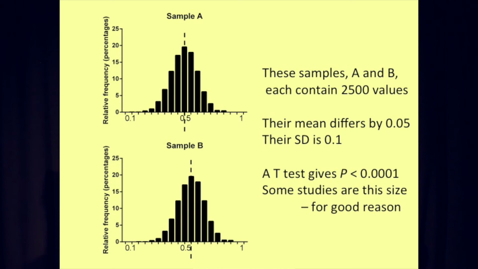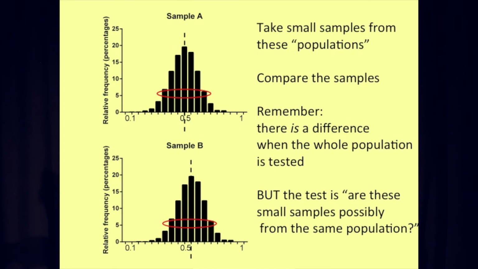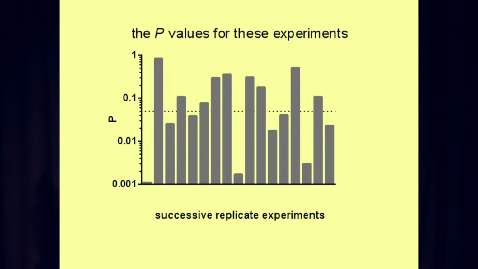However, most of us don't have the luxury of being able to get samples of 2,500 values. We're down to scrabbling around, taking little random samples from these two populations and trying to see if there's a difference. So there is a difference when the whole populations are tested, but in our small samples, what do we find? We find that the p-value dots around all over the place. That's the magic p-value of 0.05. And in successive tests, we find the p-value goes up and down because we haven't got enough samples to adequately characterize the population.